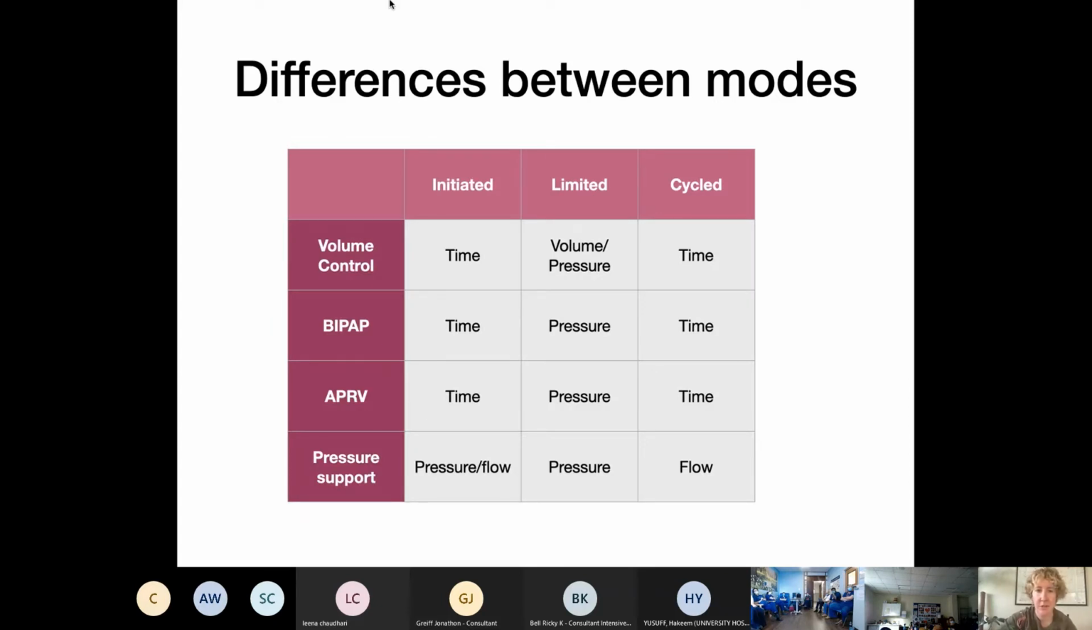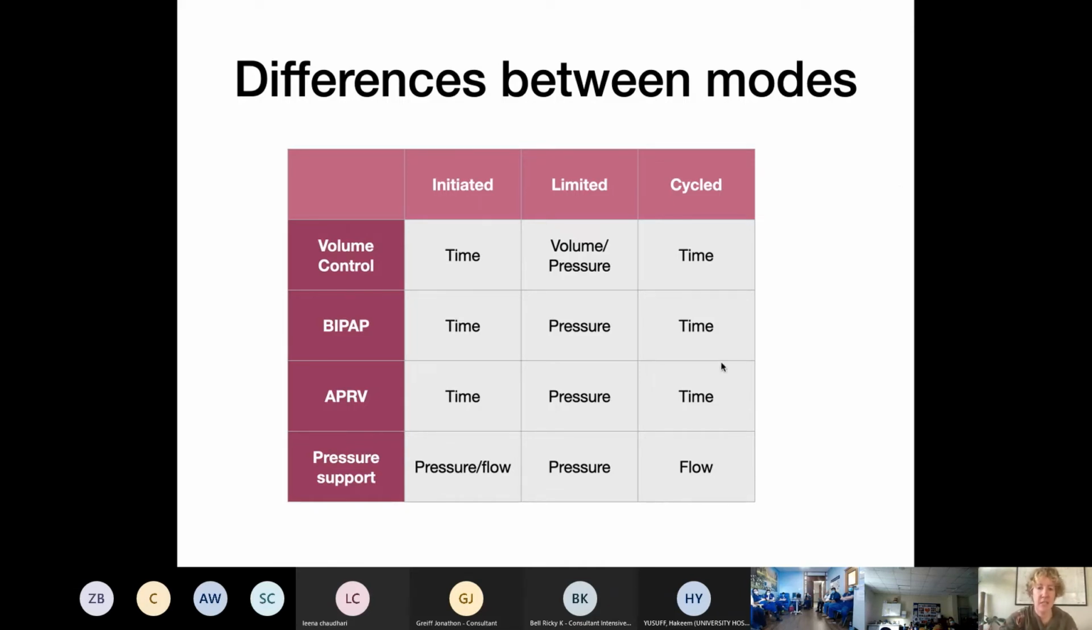And then the differences between the modes, so how they're initiated, what limits them, and how they're cycled. So volume control is initiated by time, so your set respiratory rate is going to be limited by volume. So once the ventilator has delivered that, say 500 mils of volume, it's going to stop and allow exhalation. The caveat to that, I would say, is that you can also put a pressure ceiling on this kind of mode of ventilation. So if you say, OK, deliver me 500 mils, but don't exceed a pressure of 30 centimeters of water, and it gets to that 30 centimeters of water before the 500 mils is delivered, then it will stop. So you can protect to some degree using that.